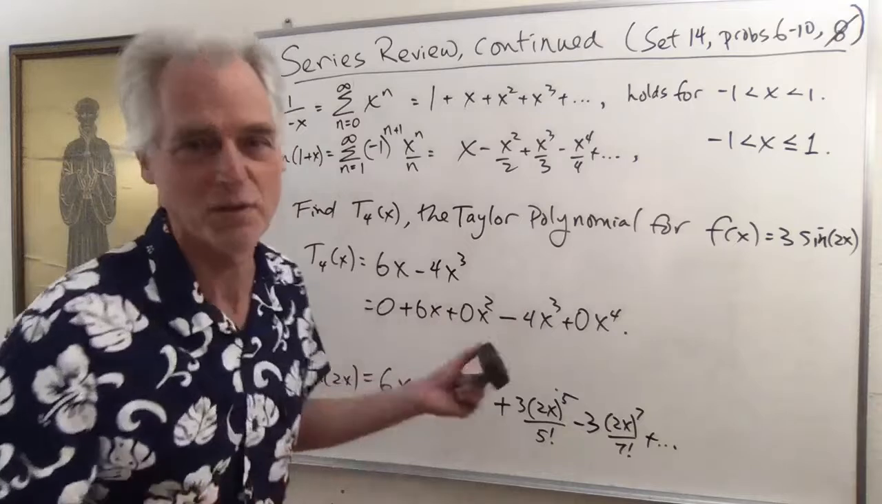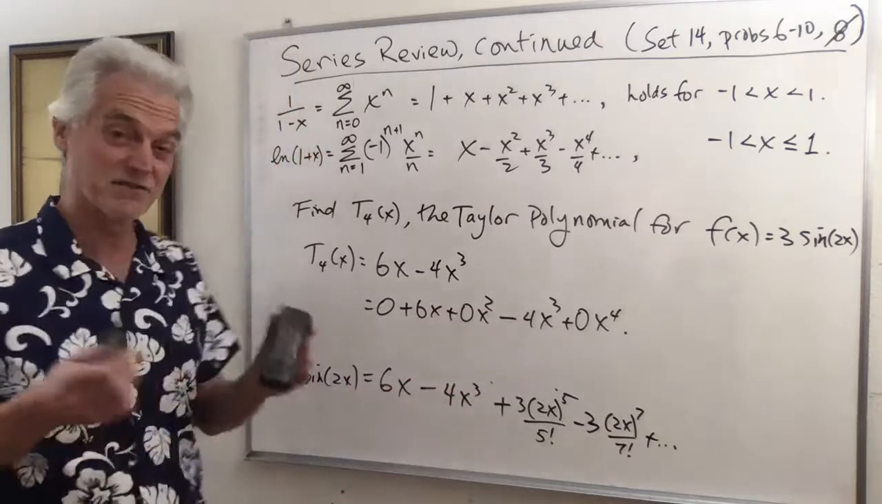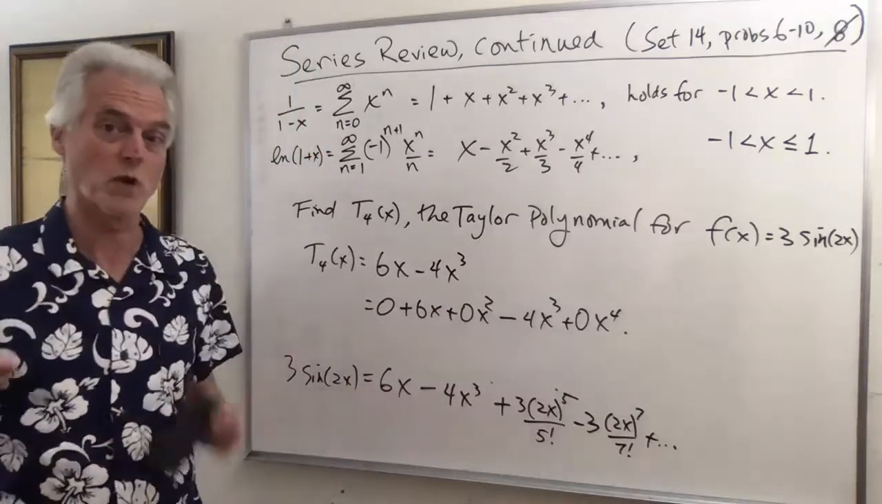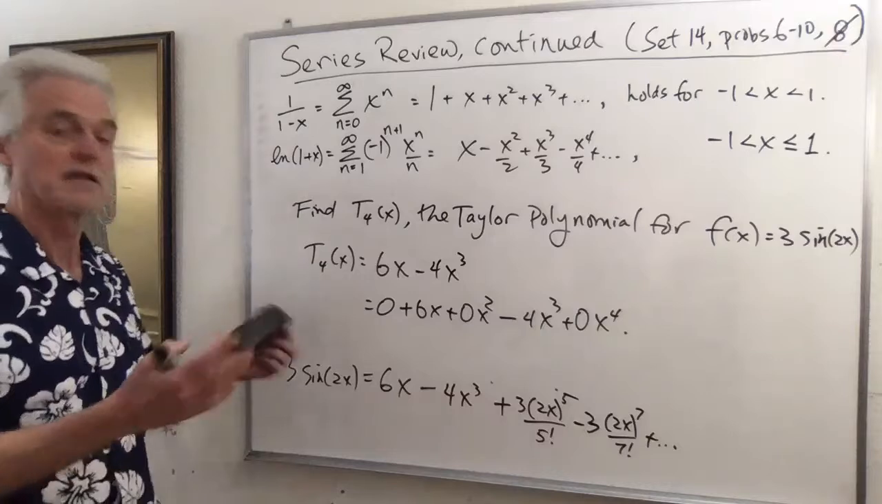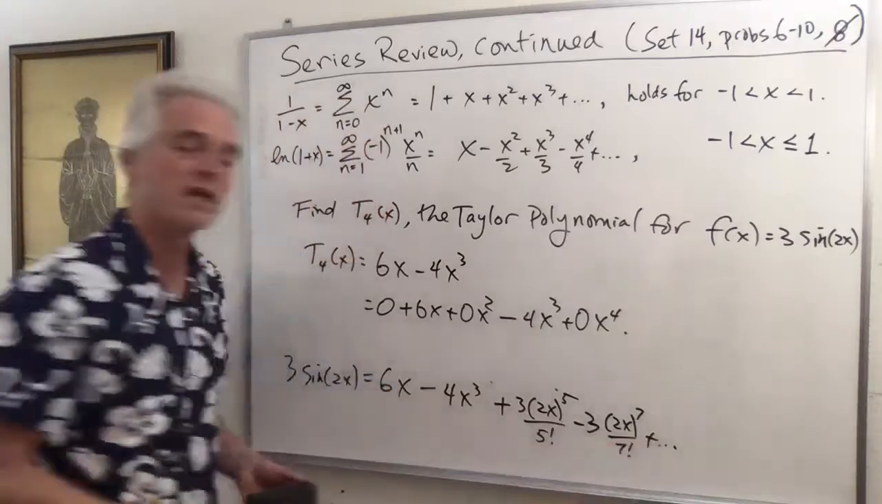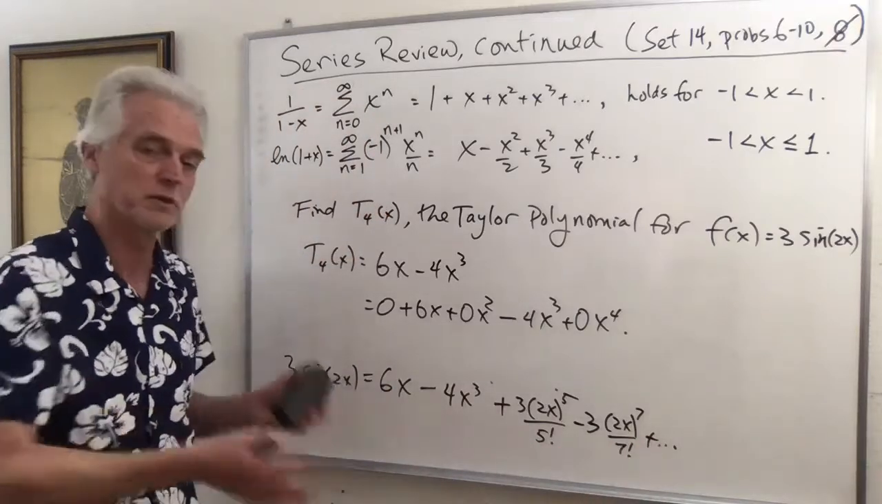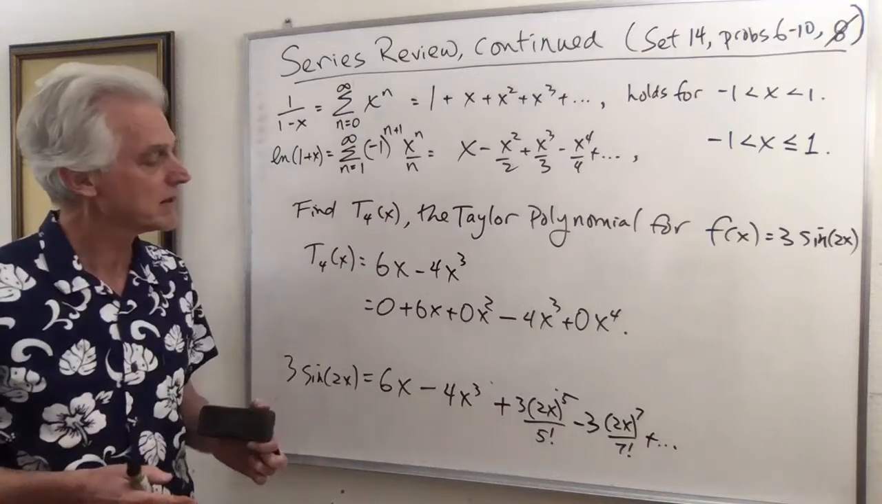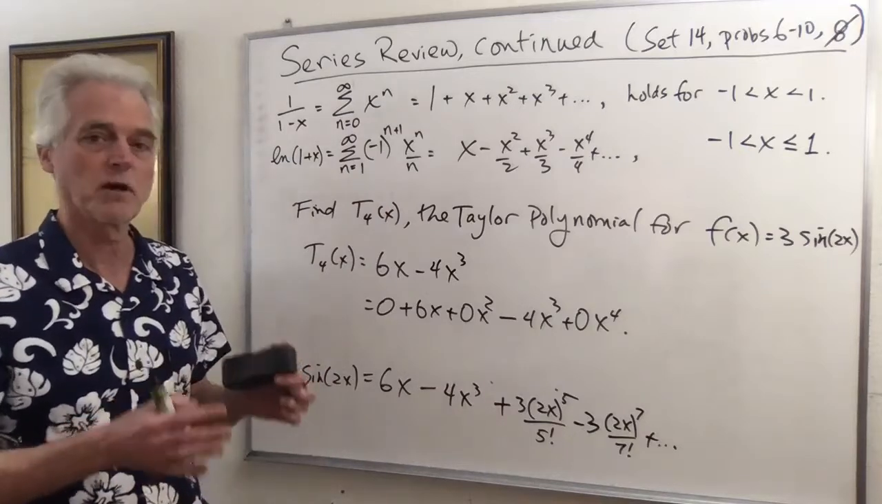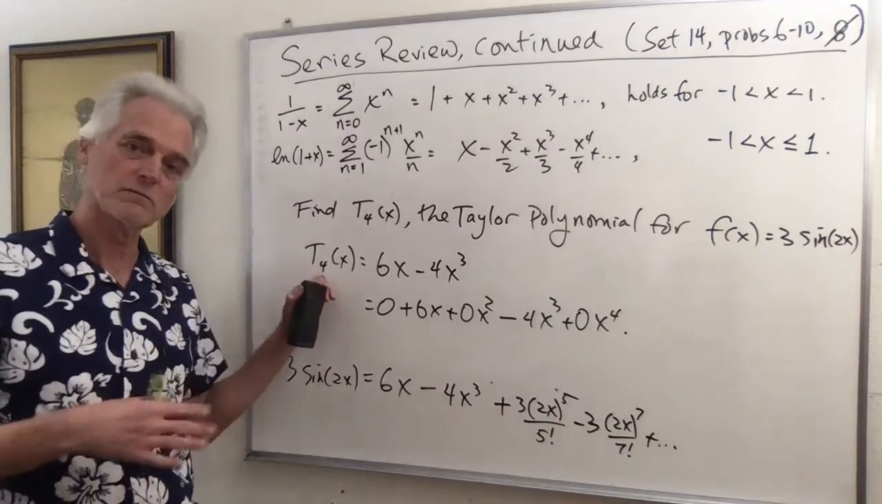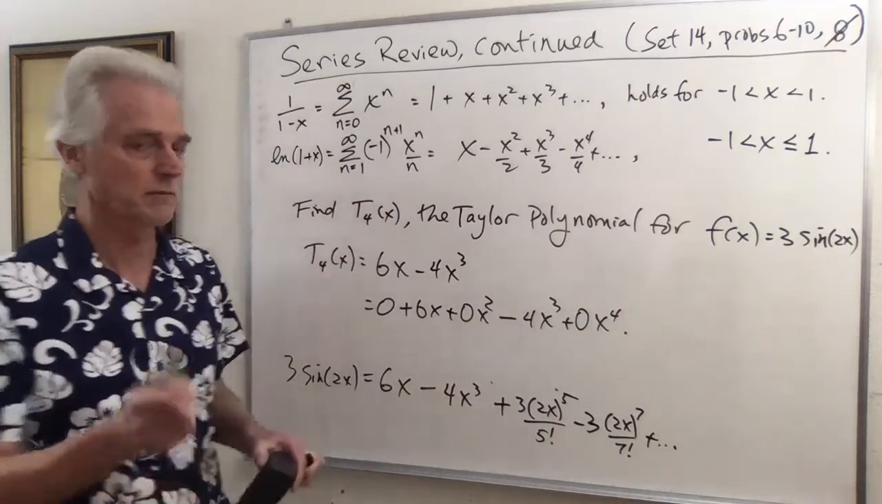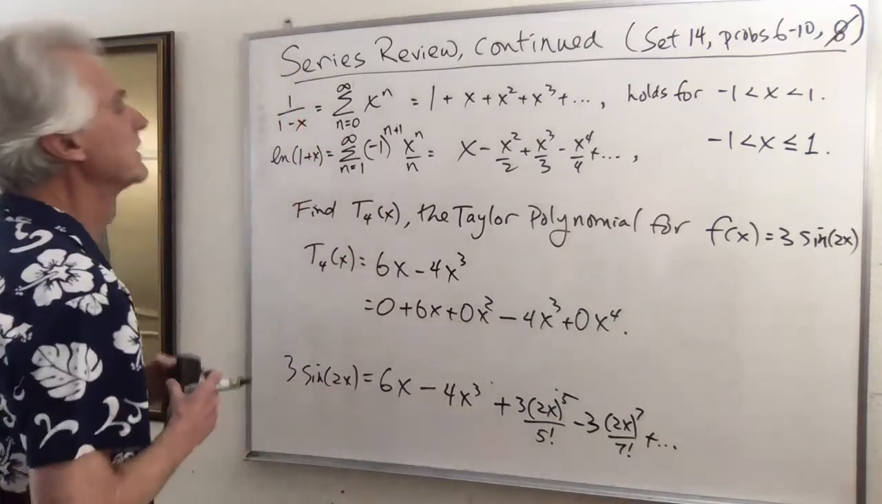But that's kind of the weird thing. So you have two different problems. One asks for, say, the Taylor polynomial with 4 non-zero terms. And then the other one asks for the Taylor polynomial T4. Okay? So be careful on that. All right.